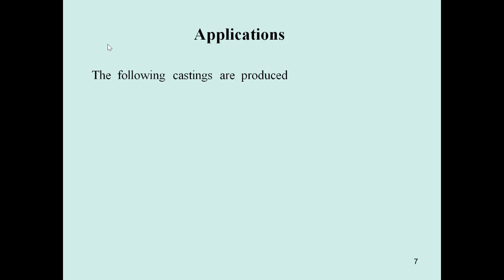Next are the disadvantages of cement bonded molding. It is very difficult to knock out of the flask, that is, there is breakage of the flask with this type of sand. Next, applications. It is employed for small to large castings; this is applicable for small castings up to large castings.